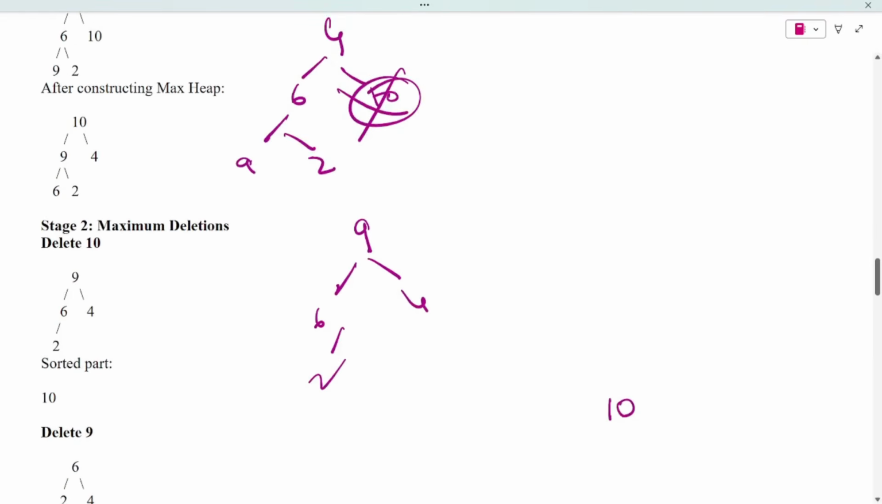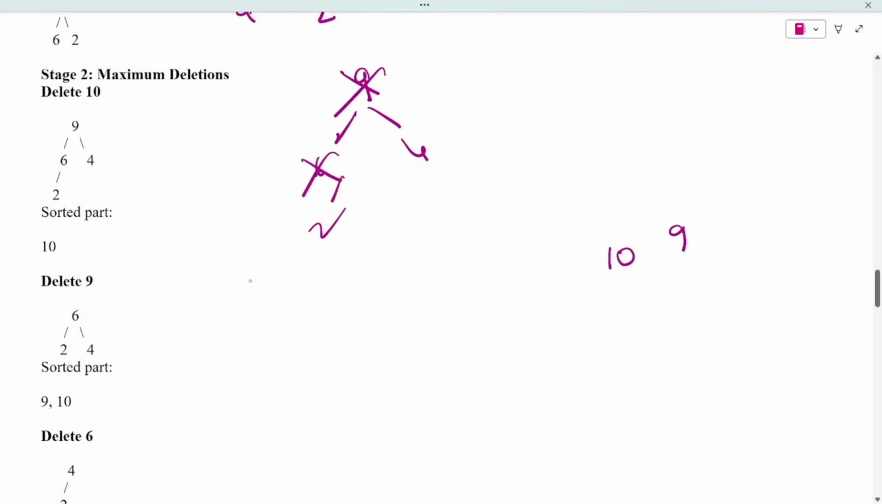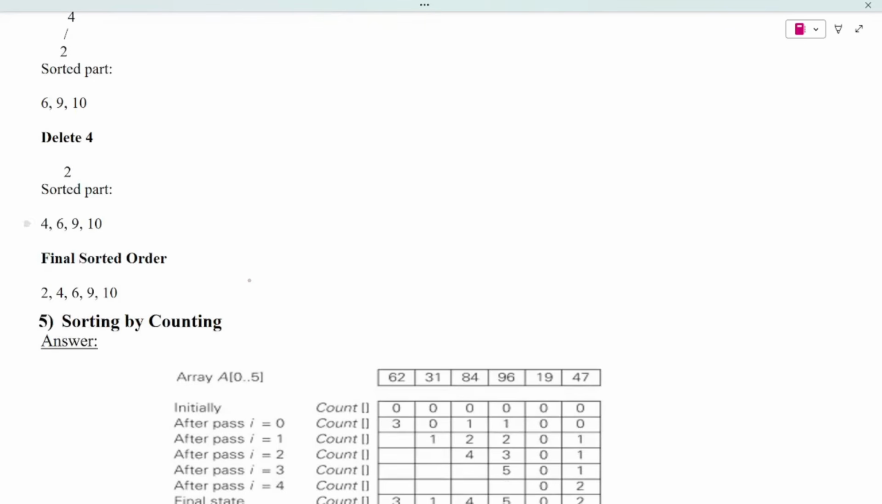Now the maximum element is 9, that you will be deleting, and you write it here. Next the maximum is 6, again you write it in the sorted part. Next will be 2, again you write it, and you get the sorted part. The elements deleted are written in the list, and you should take that in reverse order, that will be the final sorted order.